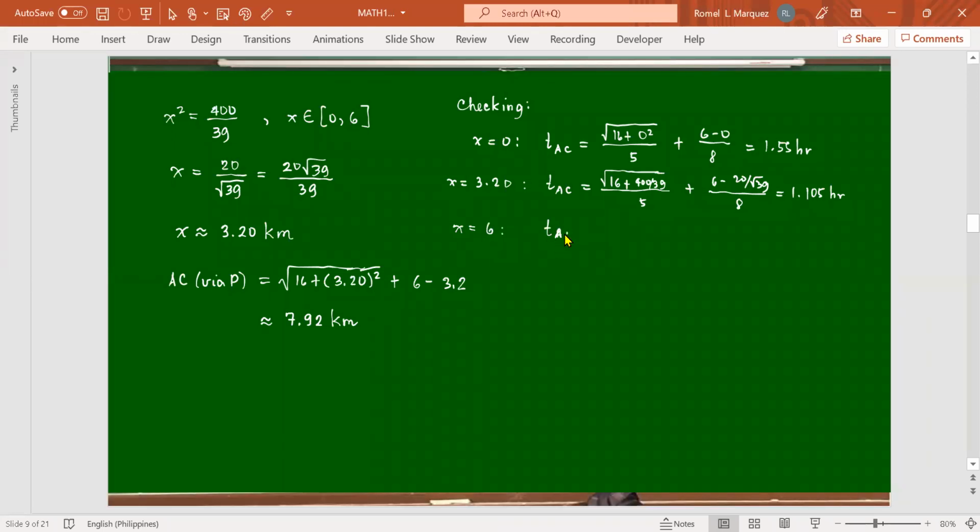What about at x equals 6? What is time AC? 16 plus, ano ito? 36, no? Squared eh. All over 5 plus 6 minus 6, 0. What's the time? 16 plus 36 equals, square root divided by 5. 1.44. O see?